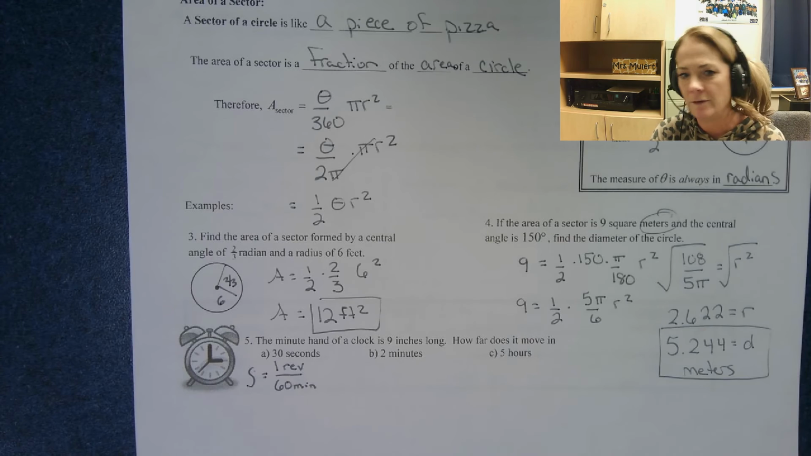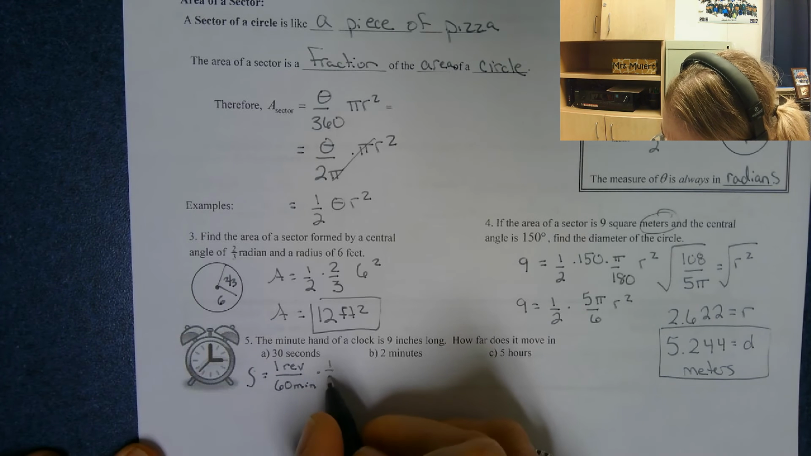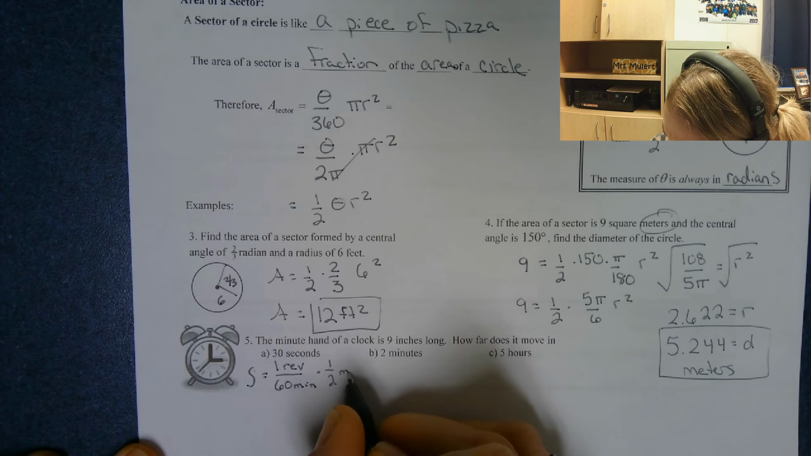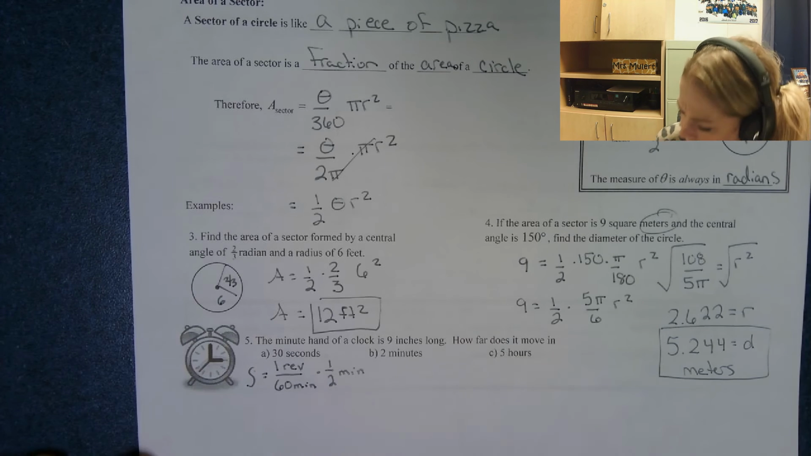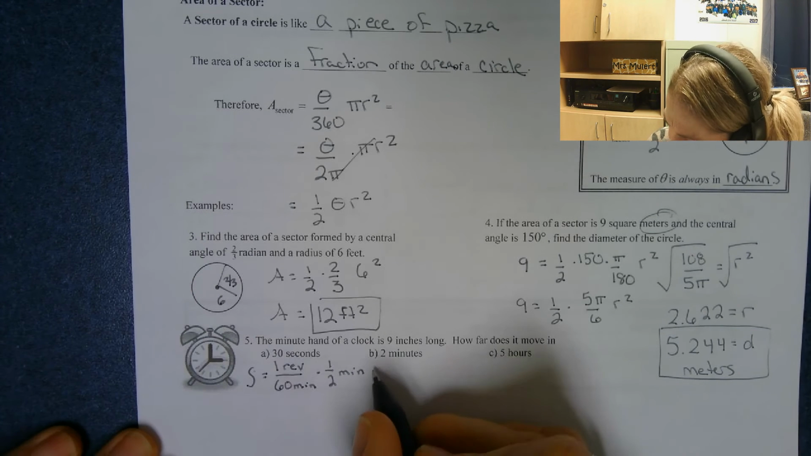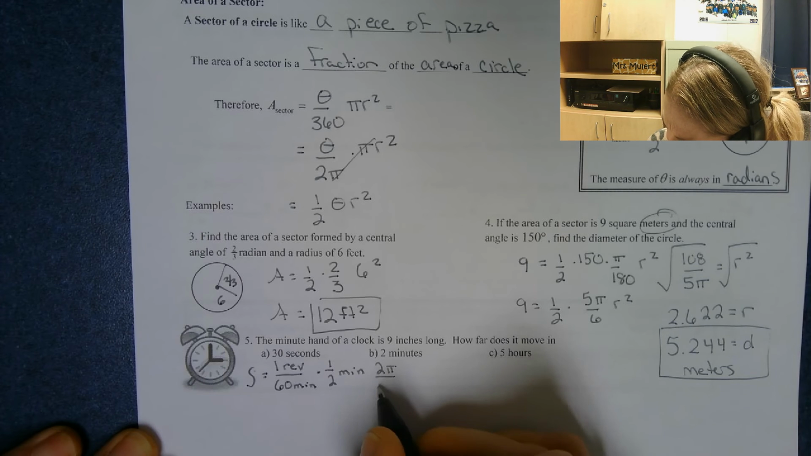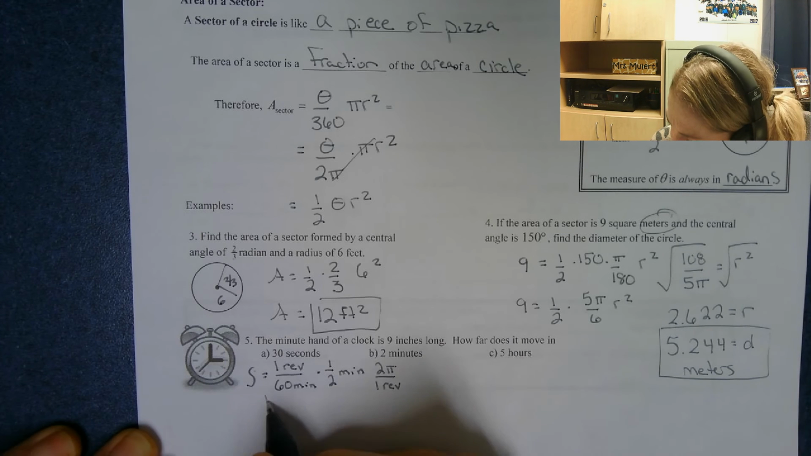All right, so how far did I go here? Well, I went half a minute. Okay, and, what is a revolution? A revolution is 2 pi. So I want to get the revolution to cancel out. So I'm going to multiply by 2 pi, and that's 1 revolution. All right, so this is your theta.